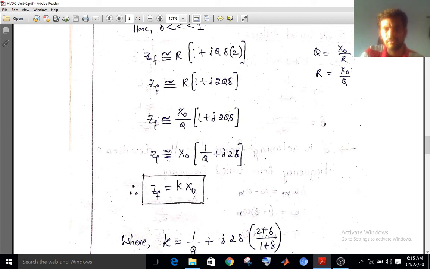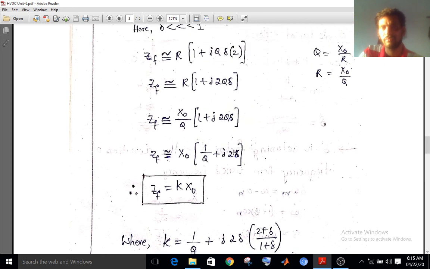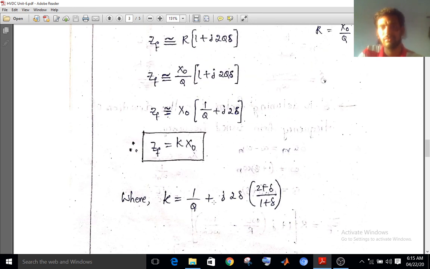So Zf is equal to, now I am replacing r with x naught by Q. So I am left with x naught into (1 by Q plus j 2 delta). So Zf I would like to represent with some constant k into x naught. The constant k value is 1 by Q plus j 2 delta. Or if I want to include all the terms, then k will become (1 by Q plus j 2 delta) into (2 plus delta by 1 plus delta). Earlier we neglected this because delta is very small.